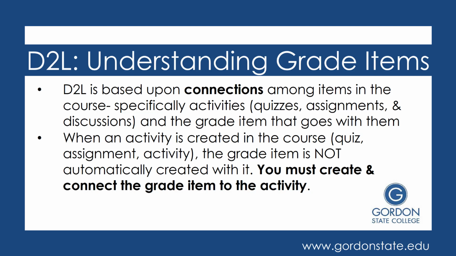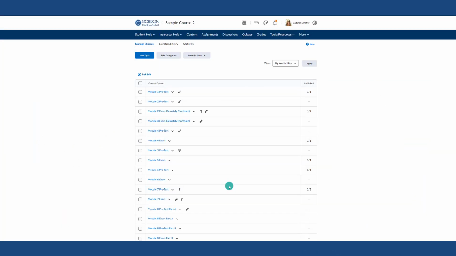When you create some type of activity in the course, be it a quiz, assignment, or discussion, the grade item is not automatically created and associated with that activity, because you may want to have an activity that is not graded. So if you want a grade item connected to this, you must create and connect the grade item to that activity. There are two main areas to check to see if a grade item is associated with any given activity.